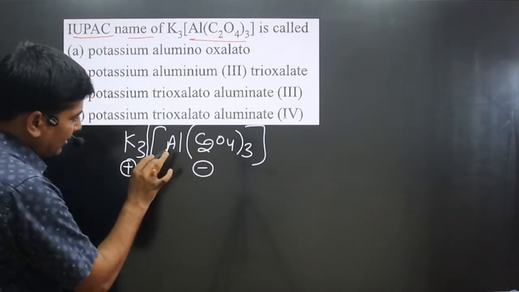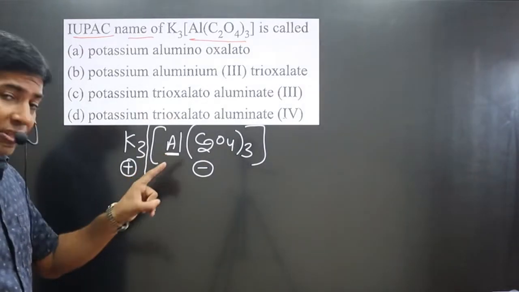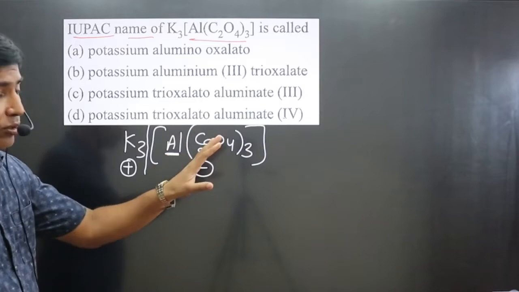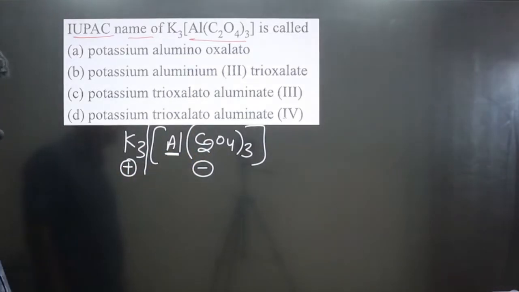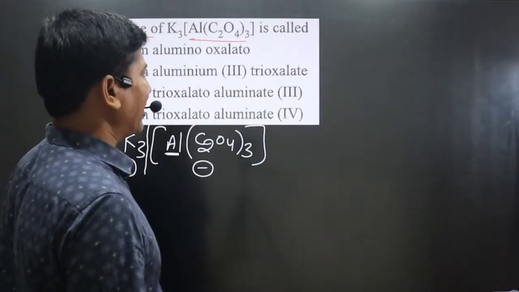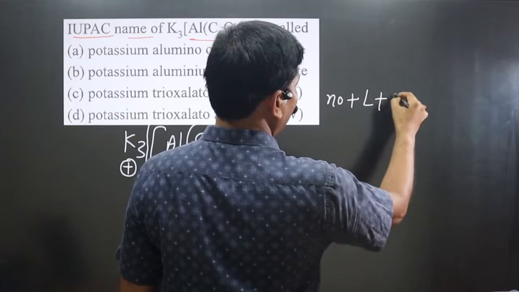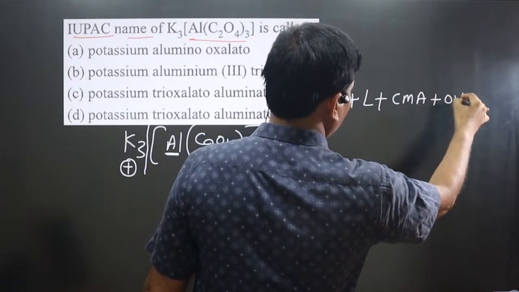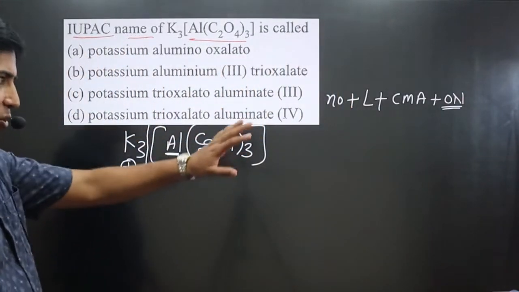So you can see the central element is present in the anionic complex. It means we have to use the special name. The name is aluminum, and the special name will become aluminate because this portion is present in the anionic part. For the naming of the complex, the order is: number of ligands, then the type of ligand, then the central metal atom, and then the oxidation number of the central metal atom, written in Roman numerals. That order we can follow.